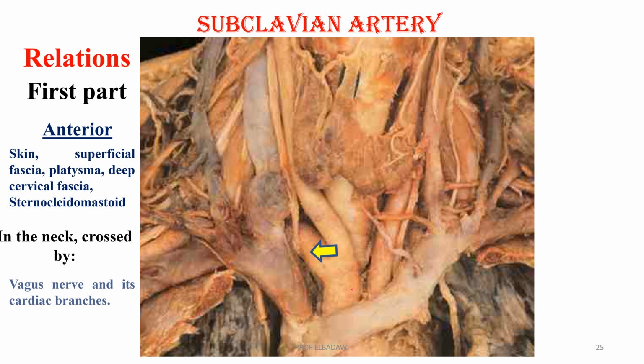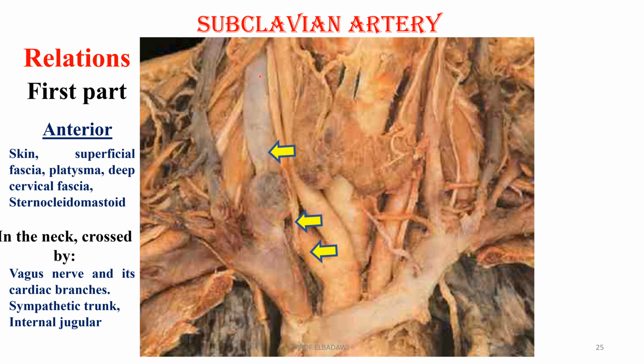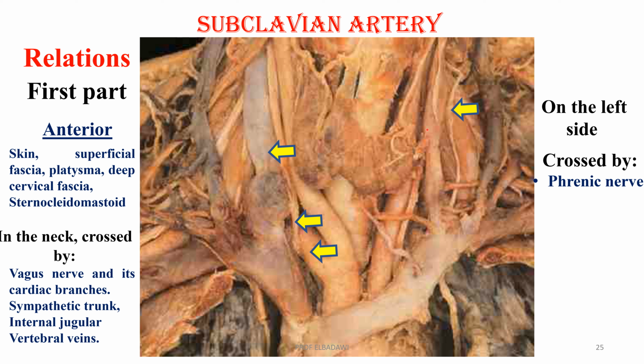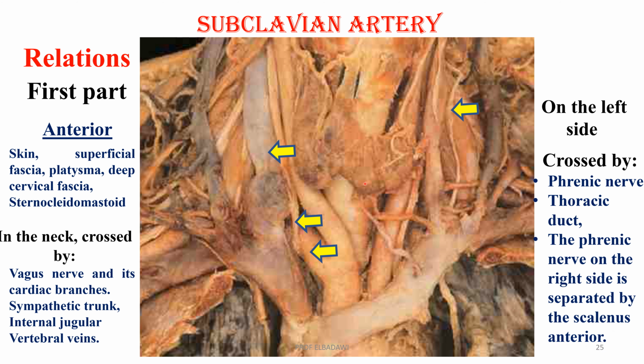In the neck, it is crossed by the vagus nerve, which is this one here, and some cardiac branches of such nerve. The sympathetic trunk, which will be seen in a different slide, almost around here. Then the internal jugular vein will be crossing the first part. And the vertebral veins are on their way to end in the internal jugular vein. On the left side, it is crossed by the phrenic nerve, and the thoracic duct, which you have seen in the previous slide. The phrenic nerve on the right side is separated by the scalenus anterior muscle. That is the relations of the first part.